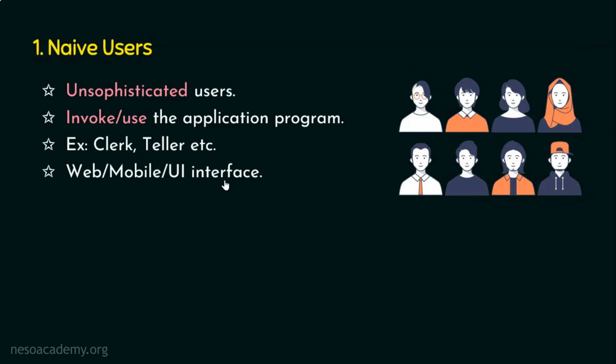So users are expected to know how to use the system. And as mentioned, we also have some desktop applications and we should know how to use the system. That is the only requirement for the users. So we are done with the first type of users, the naive users.